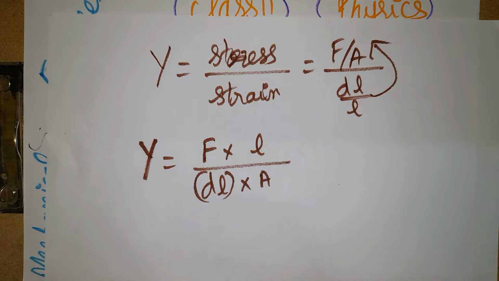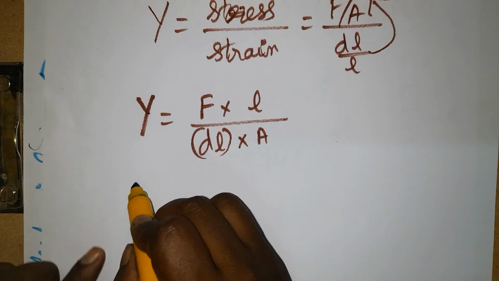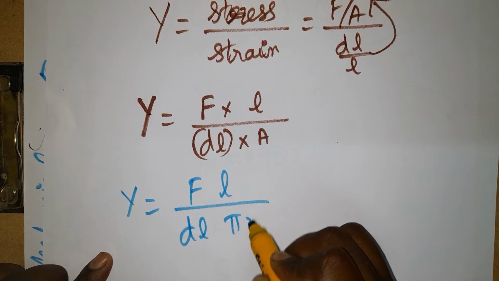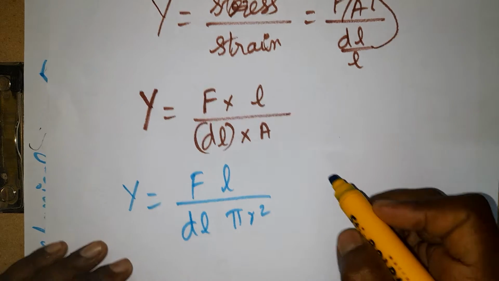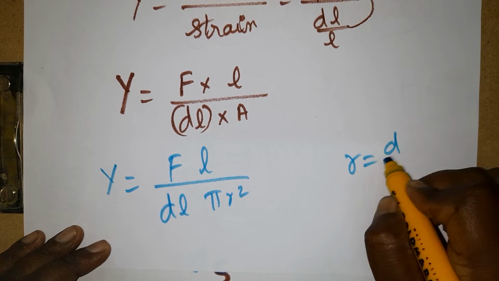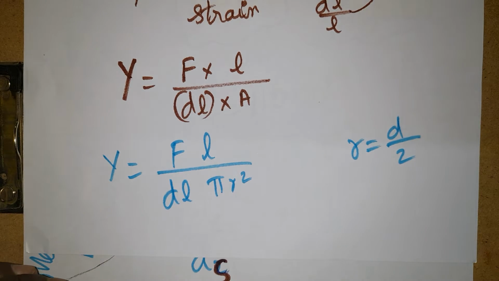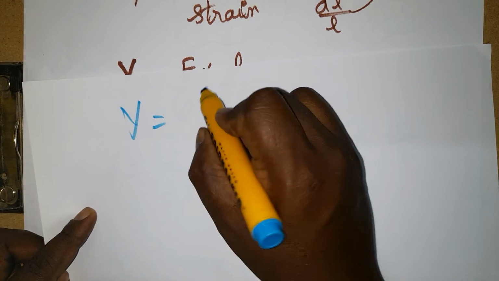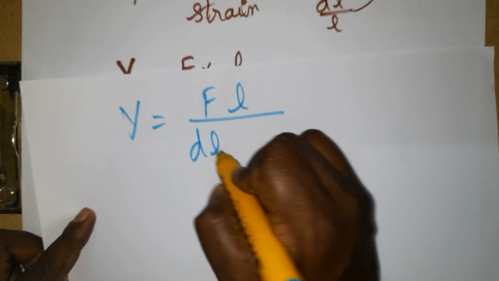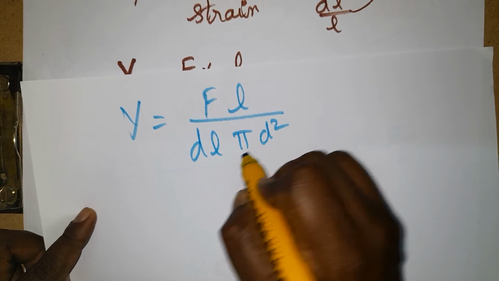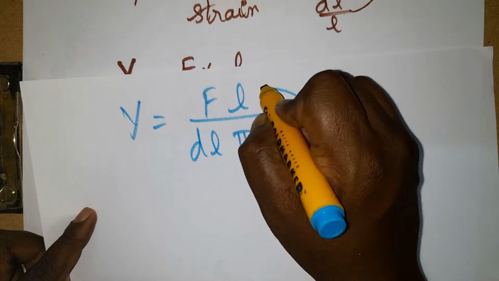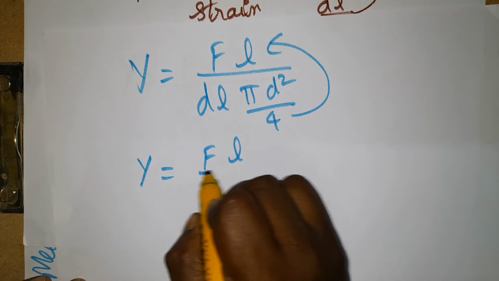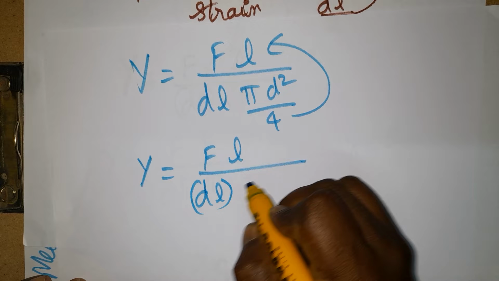Area is pi r square, so Y is equal to F L divided by dl pi r square. The remaining terms are constant. If we want the radius, that is diameter divided by 2, which I applied here. So finally Young's modulus is equal to F L divided by dl pi d square divided by 4. This denominator goes directly into the numerator, so Young's modulus is equal to 4 F L divided by dl pi d square.